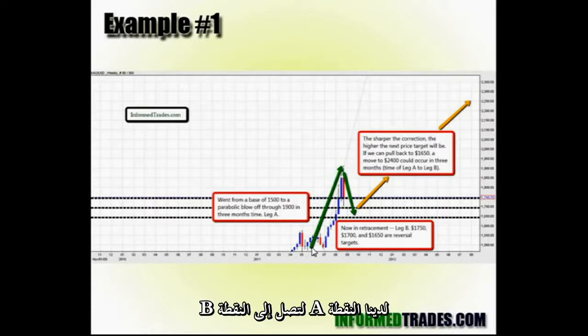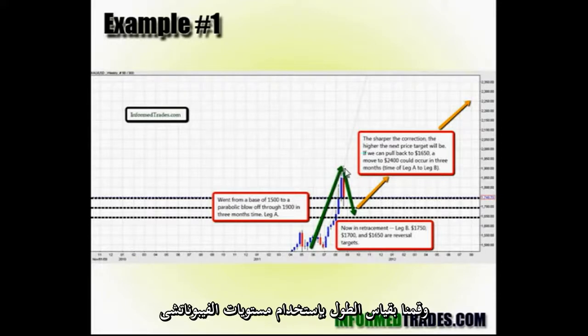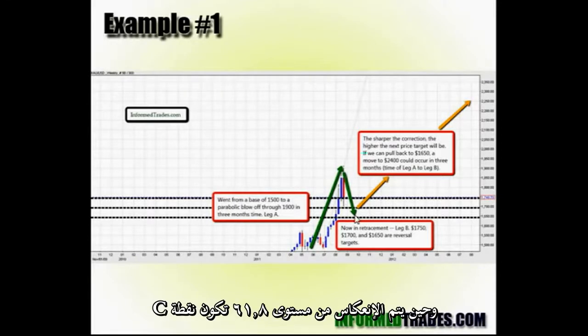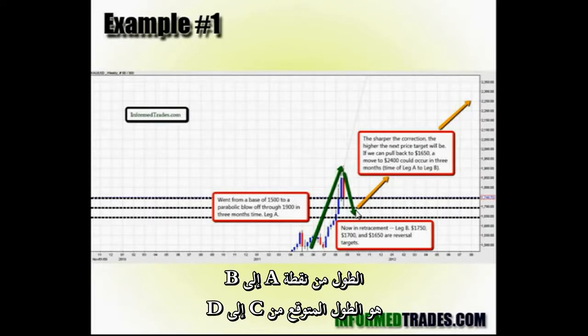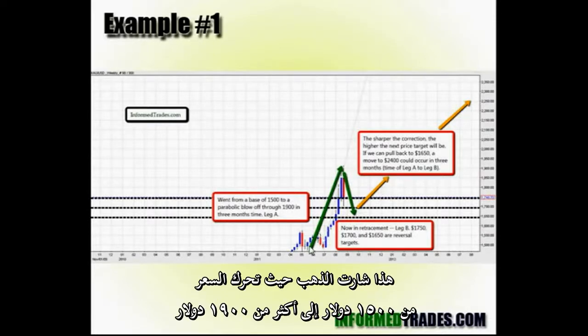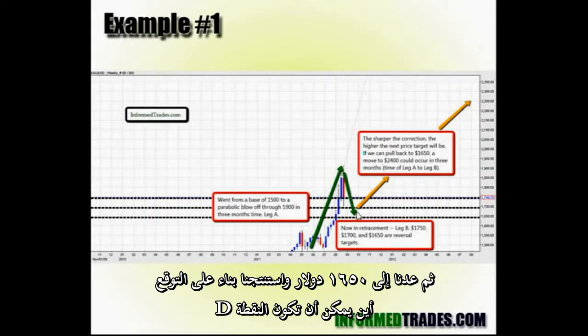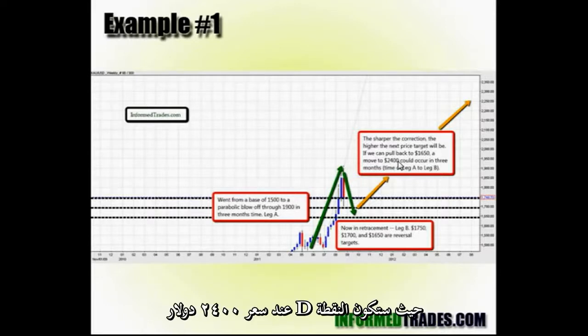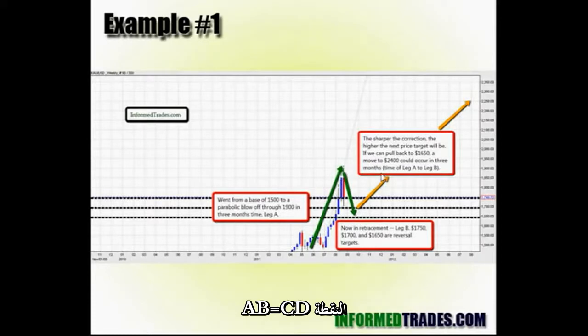Okay, so here's A, then we go to the top B, then we measure the retracement using Fibonacci lines, and it could be here, for instance, 61.8, that's the C. Now the length of A to B is the anticipated length of C to D. For instance, this is a chart of gold. If we go from 1500 to over 1900, then we come back to 1650, we get an idea of how long, where D can be. That gives us a target of 24. A to B equals C to D.